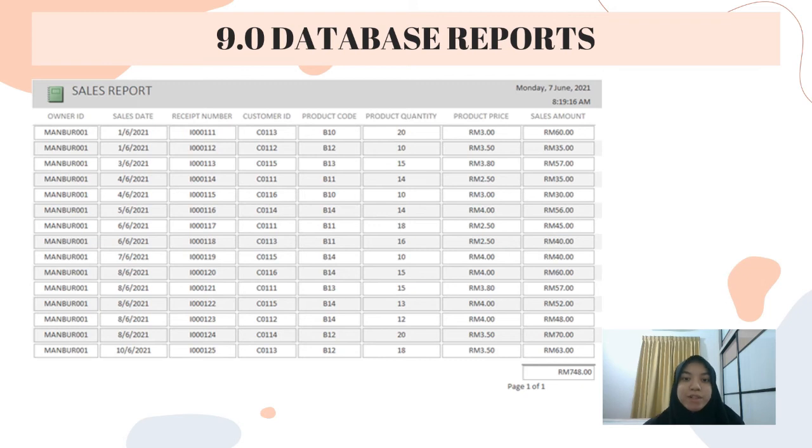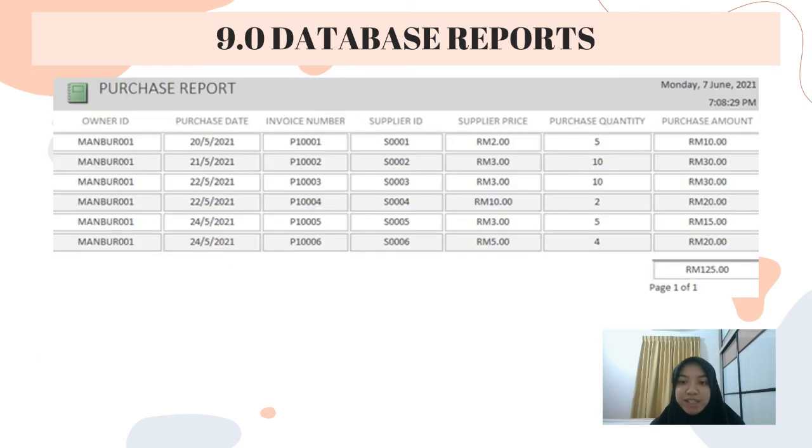The fifth report is the sales report, where we list out all the sales transactions that occurred during the accounting period along with its total sales. The sixth report is the purchase report, where it displays all purchase transactions that occurred during the accounting period along with its total purchase price.